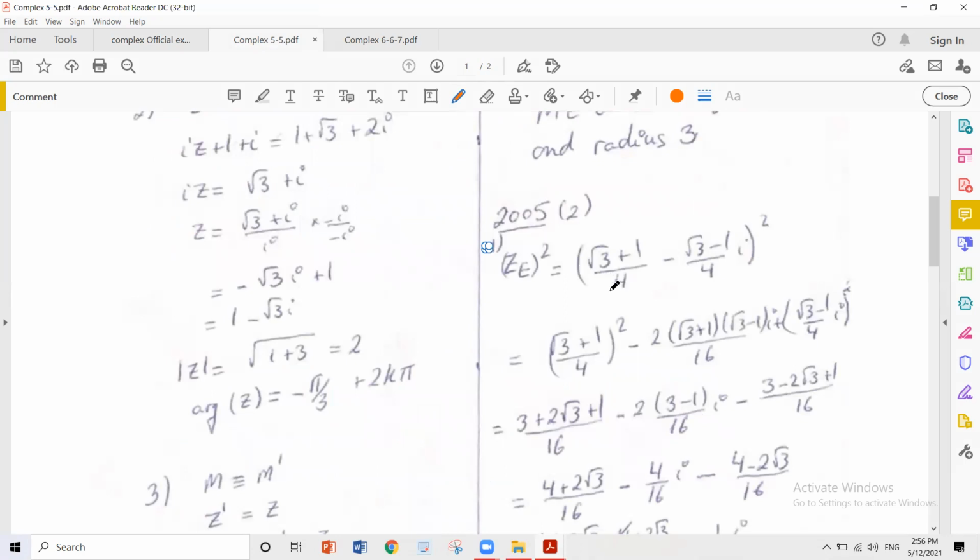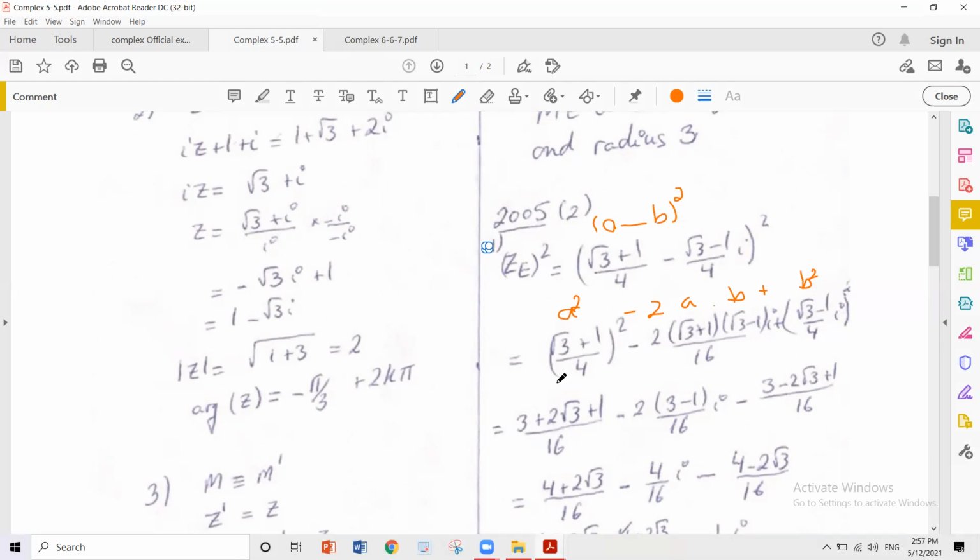We do the square and we get A squared minus 2AB plus B squared. This is the identity: (A minus B) squared equals A squared minus 2AB plus B squared. Here, it becomes 16. 4 times 4 is 16.